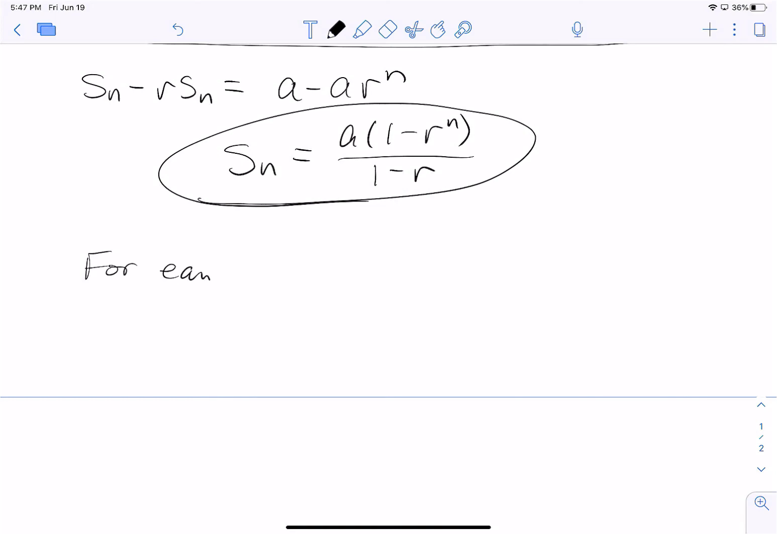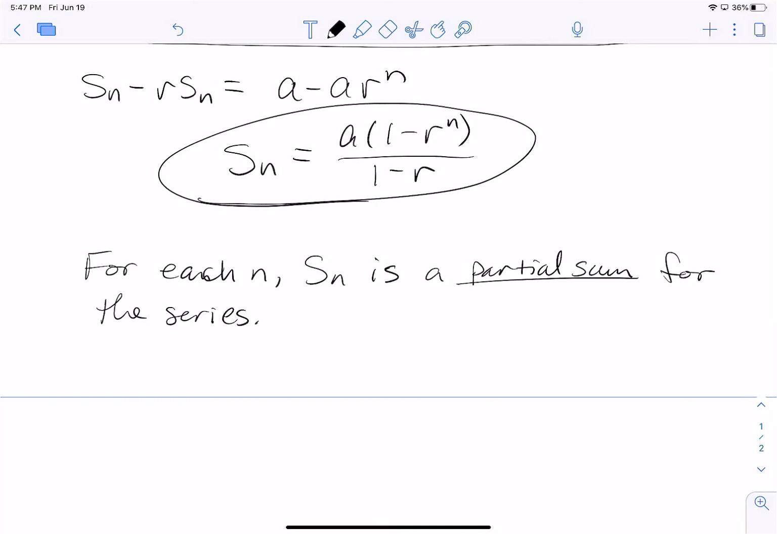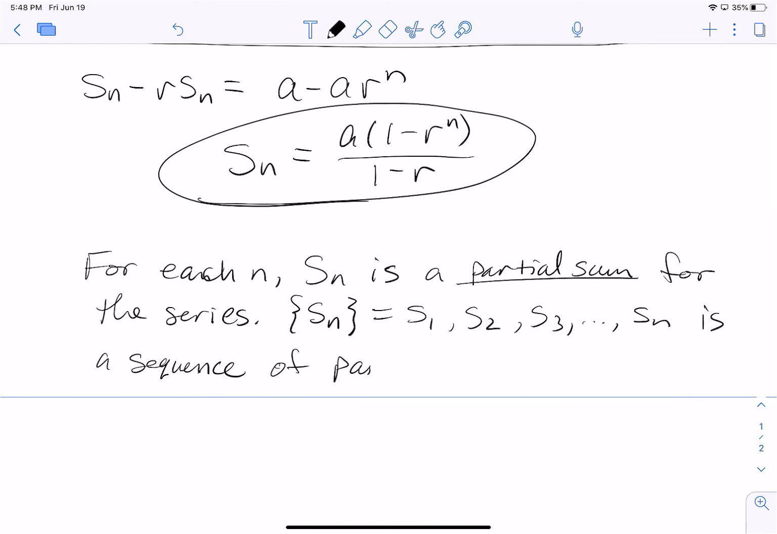For each n, s sub n is a partial sum for the series. Now we're going to get a little bit meta here. The set s sub n, right, set notation, it's really the series. S sub n is given by s sub 1, s sub 2, s sub 3, dot, dot, dot, up to s sub n. Now, let's talk about what these are. S sub 1 is the first term, right? S sub 2 is the sum of the first two terms. S sub 3 is the sum of the first three terms, and s sub n is the sum of the first n terms. This is a sequence of partial sums.